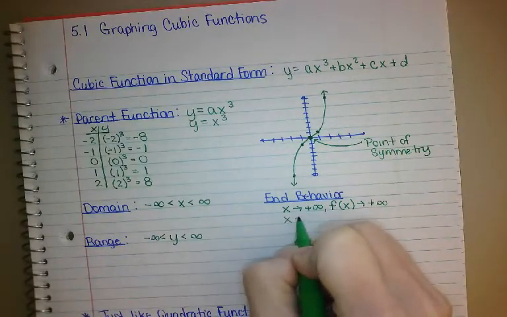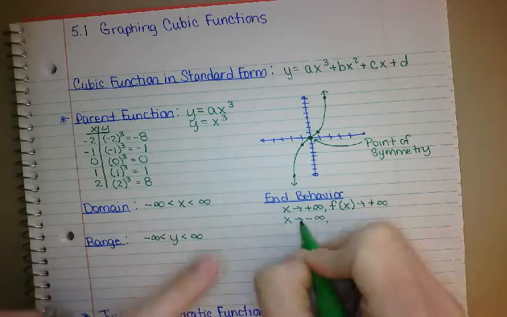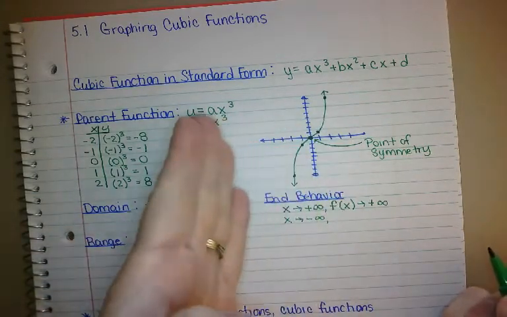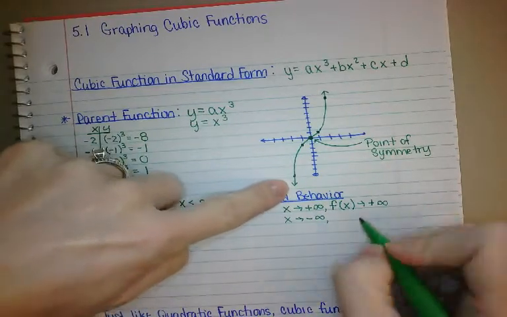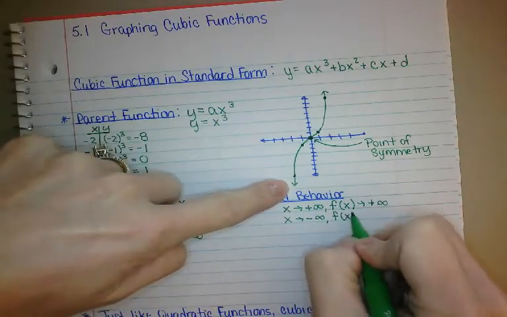Now I'm going to say as the x's go to negative infinity, which just means as we move to the left of the graph, which way is that end going? It's going down towards negative infinity.